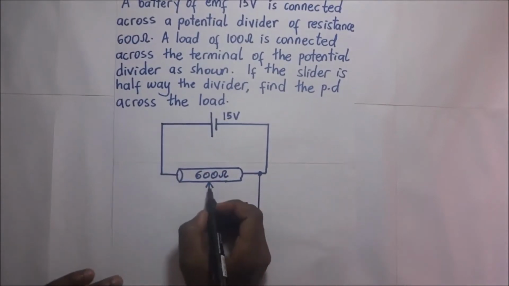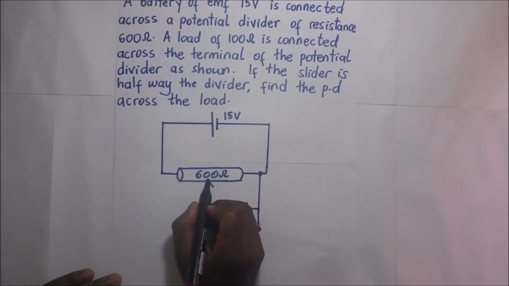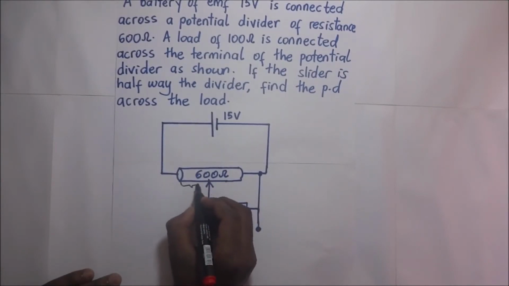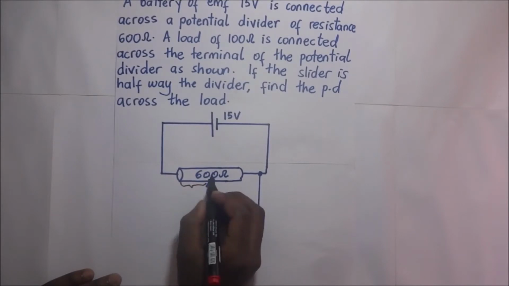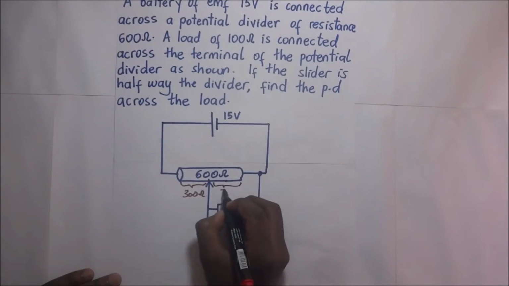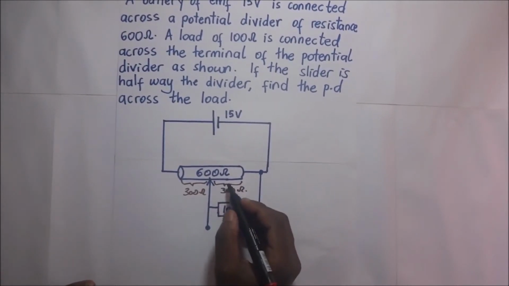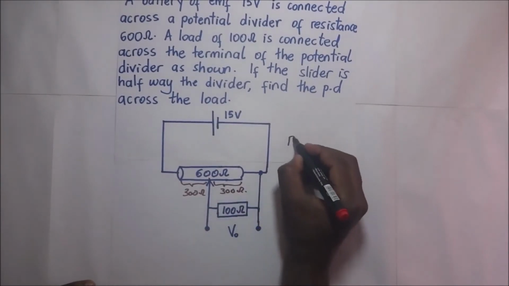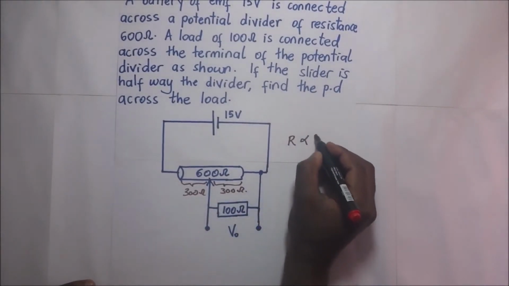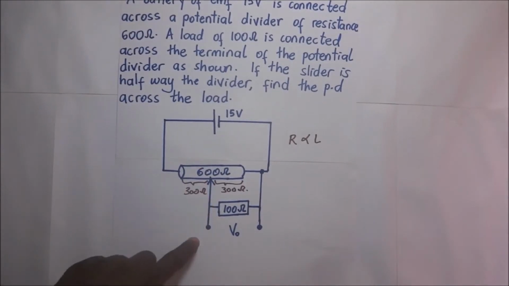Now, if this slider is halfway along the divider, and the whole thing is 600 ohms, it means that this portion is 300 ohms, and this other portion is also 300 ohms. This comes from the fact that the resistance of a conductor is directly proportional to its length. The longer the length, the higher the resistance. The shorter the length, the smaller the resistance.